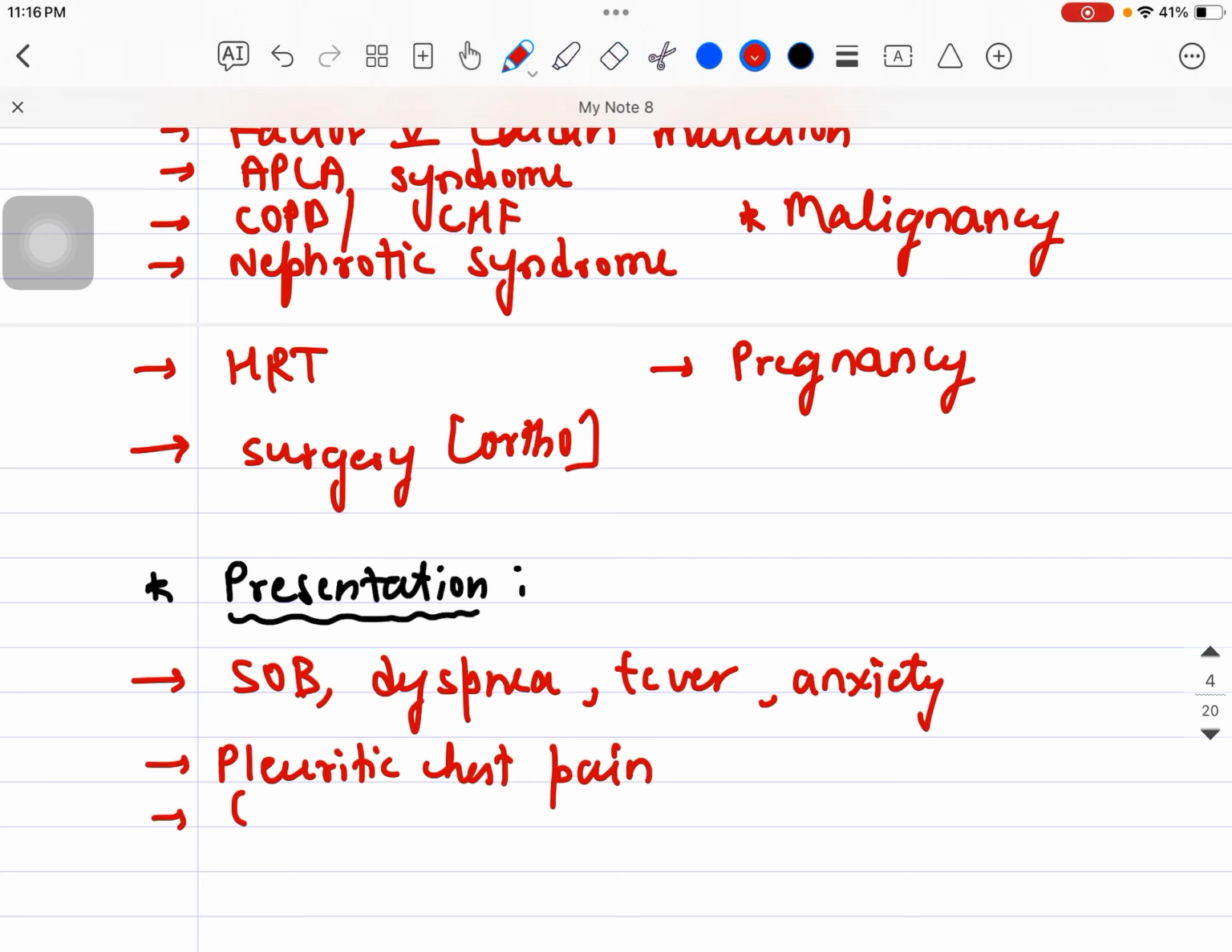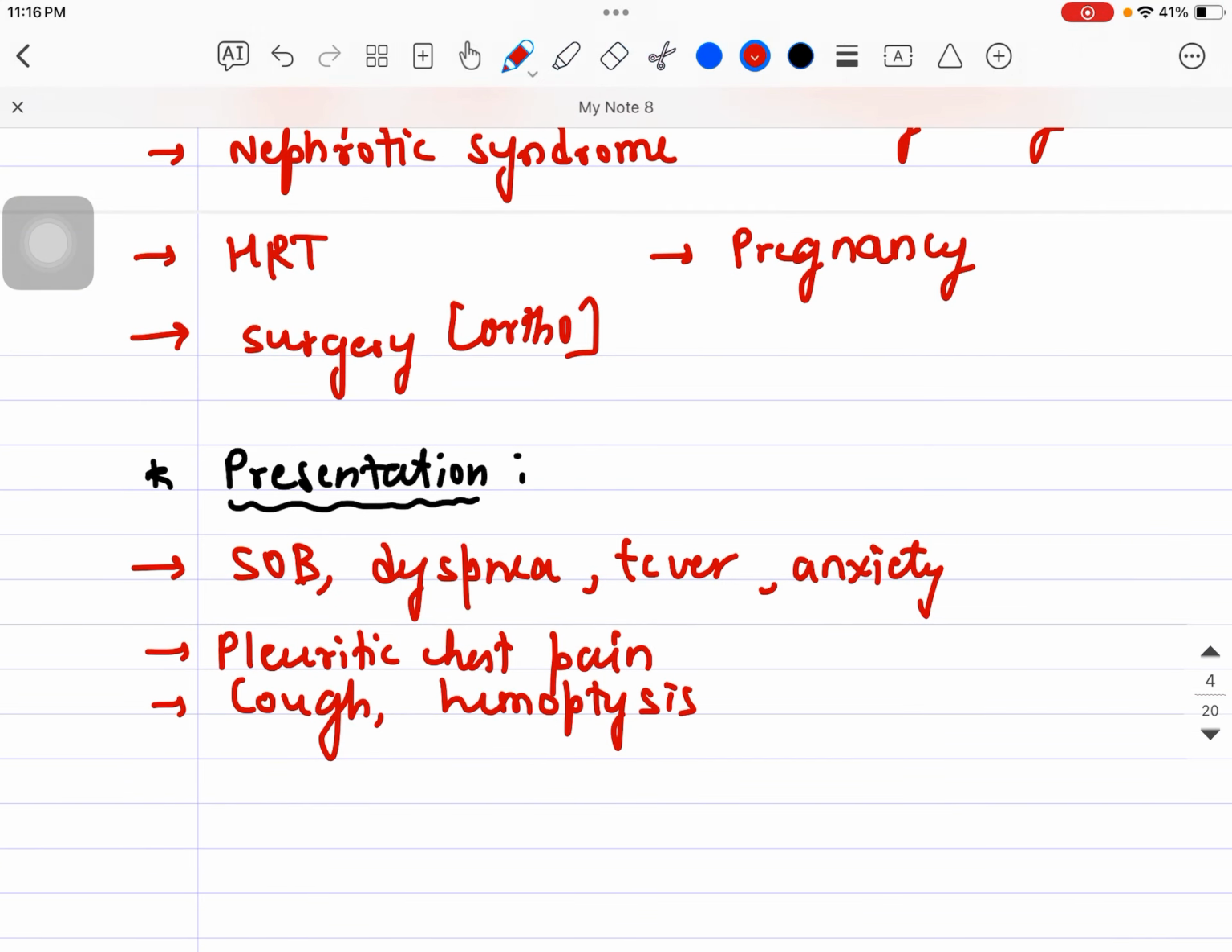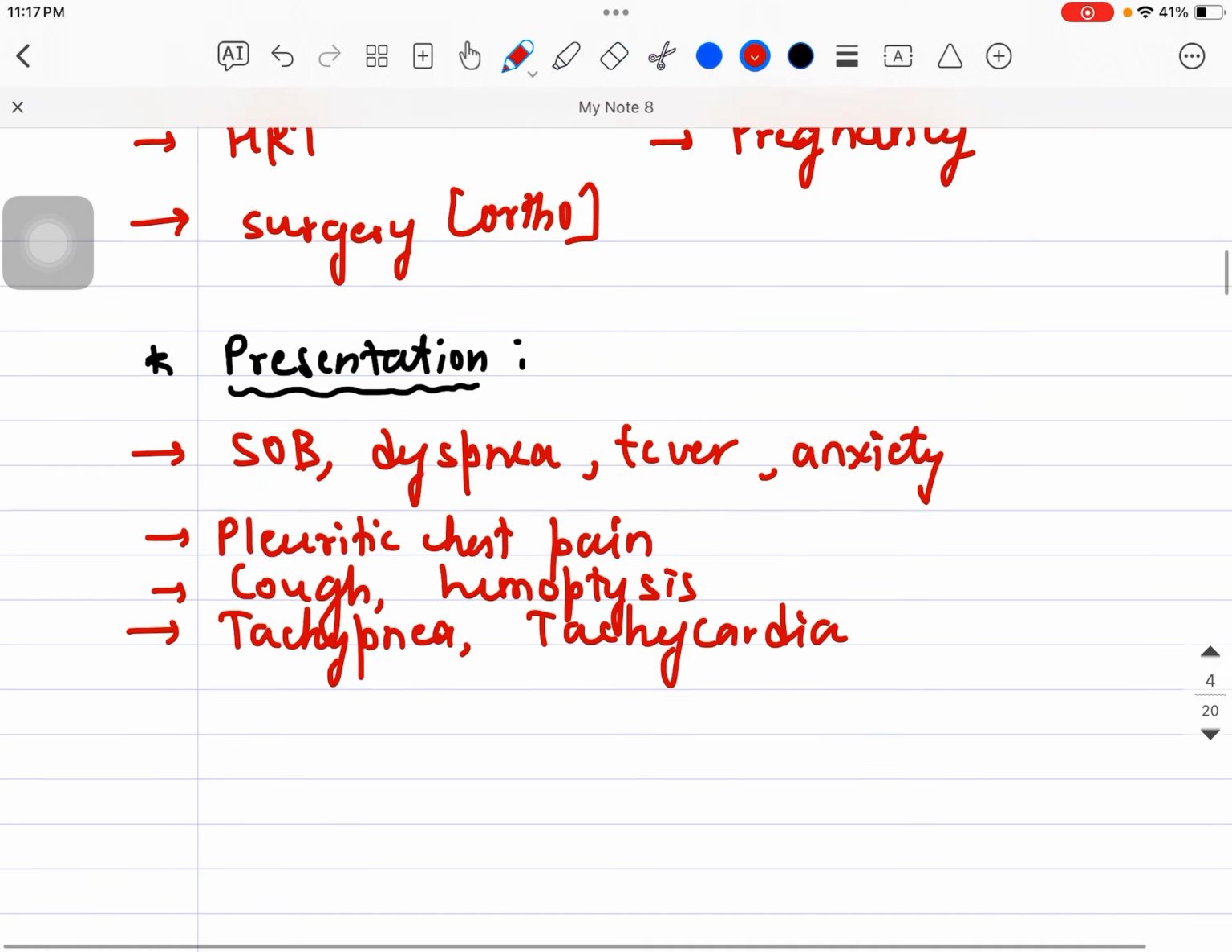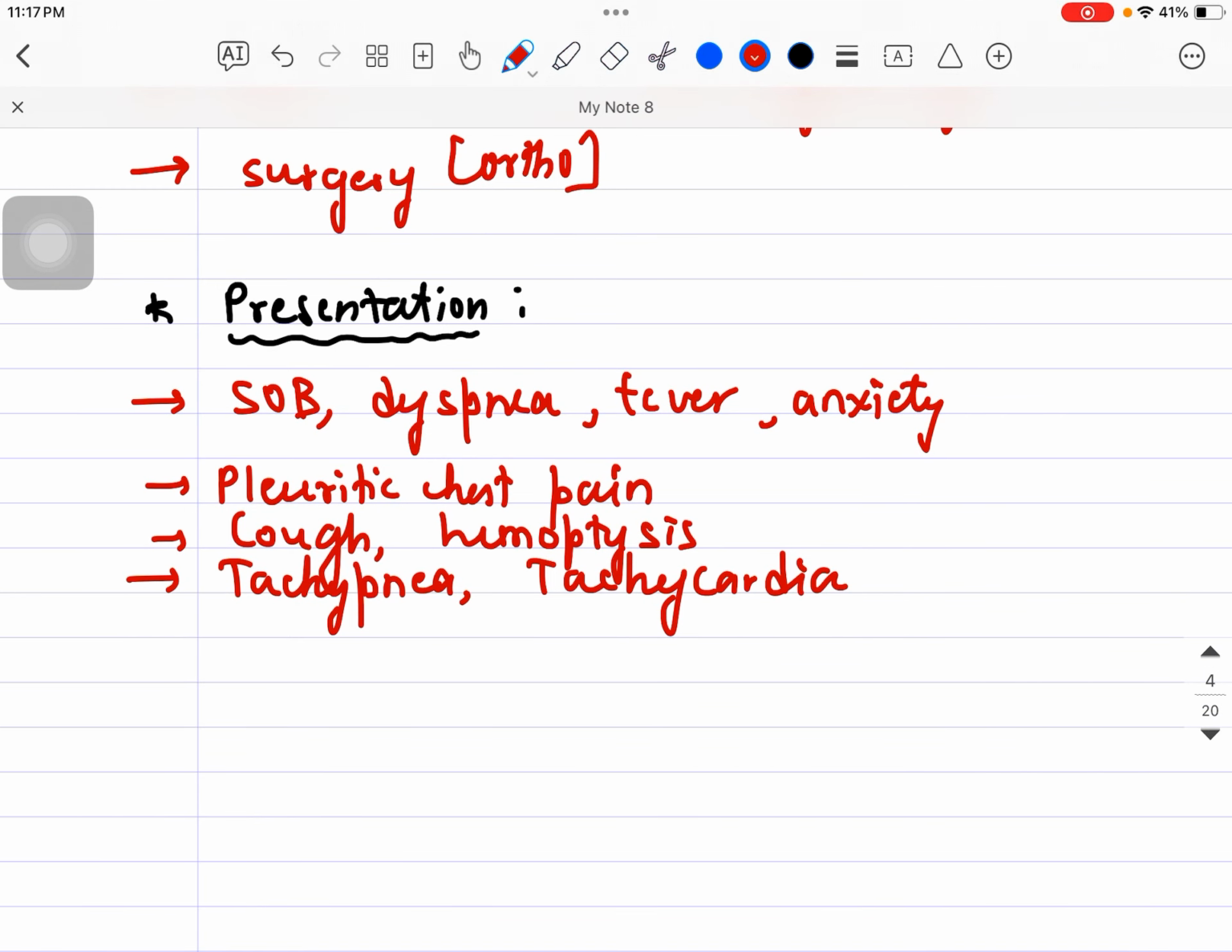Some patients talk about coughing, and some might talk about hemoptysis, which is blood, one or two drops or maybe more, coming up while they are coughing. Usually tachypnea might be there, then tachycardia, as I was saying earlier. On auscultation, the patient might have rales.